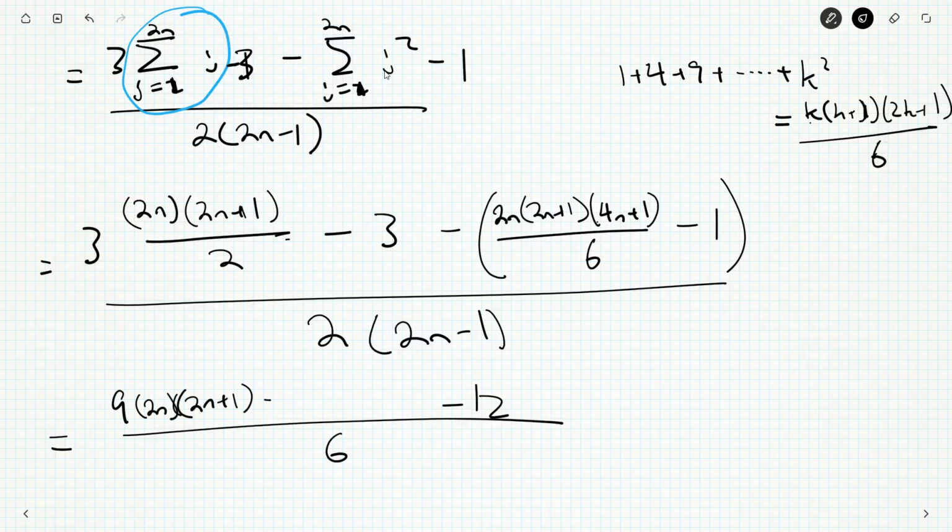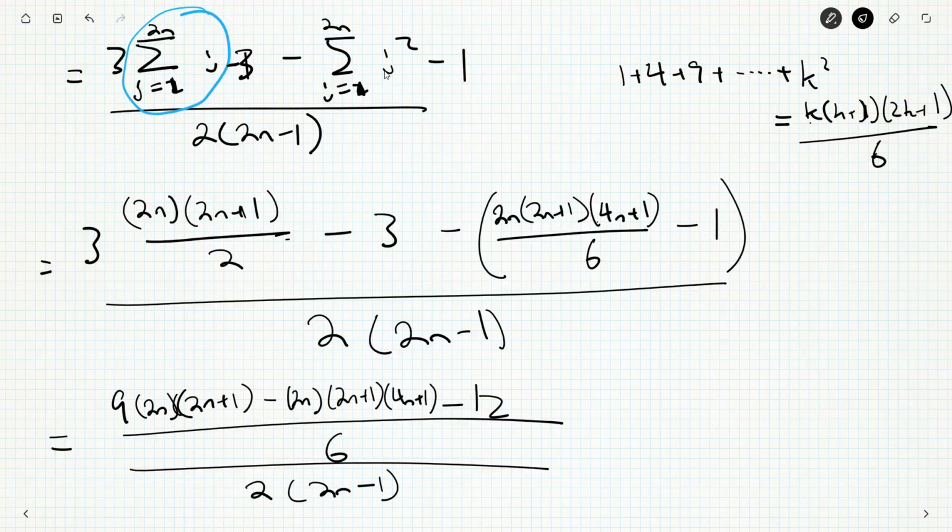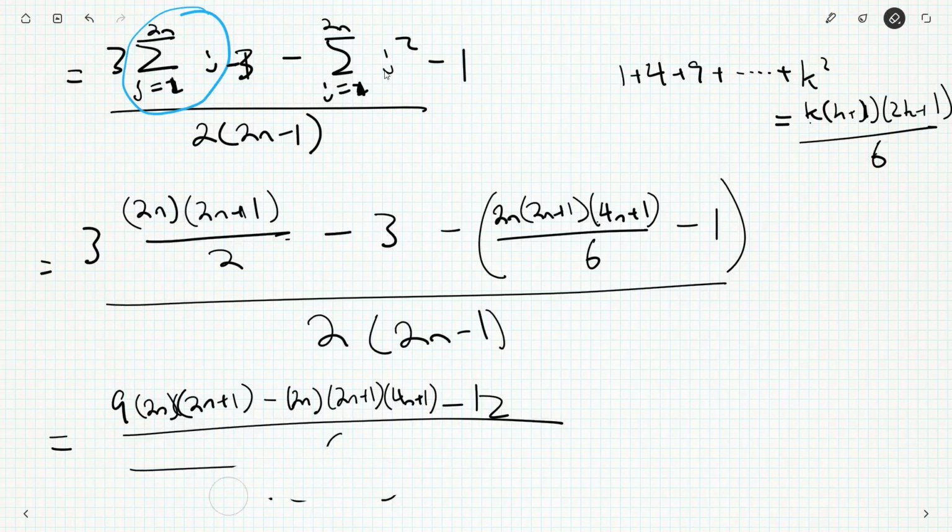And then minus (2n plus 1)(4n plus 1), all over 2 times (2n minus 1). Okay, we can change that to 12 times (2n minus 1). Alright, so this, in theory, is my expression.